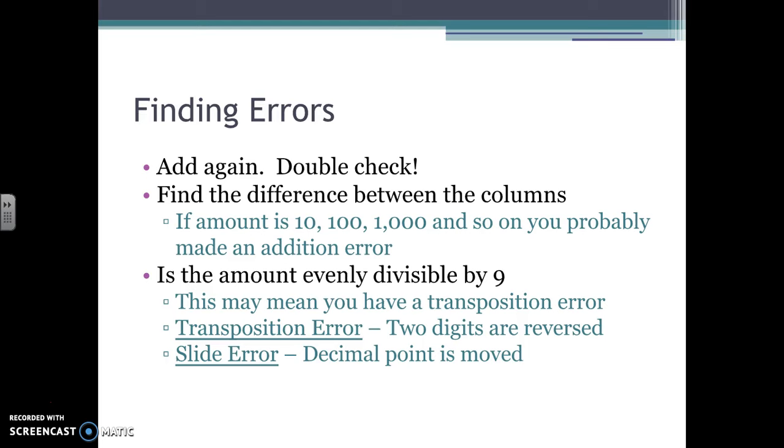Now, if there are errors, that means the trial balance did not equal, the debits did not equal the credits. That tells us there is definitely an error somewhere. The most common form of error is a math error, so just add them up again and double check. Find the difference between the account columns. If the amount is 10, 100, 1,000, and so on, you probably made an addition error. If the amount is evenly divisible by 9, this may mean that you have a transposition error. A transposition error means that two digits are reversed. A slide error means that the decimal point has been moved to the wrong location. So these are some common errors that happen when recording these entries and posting them.